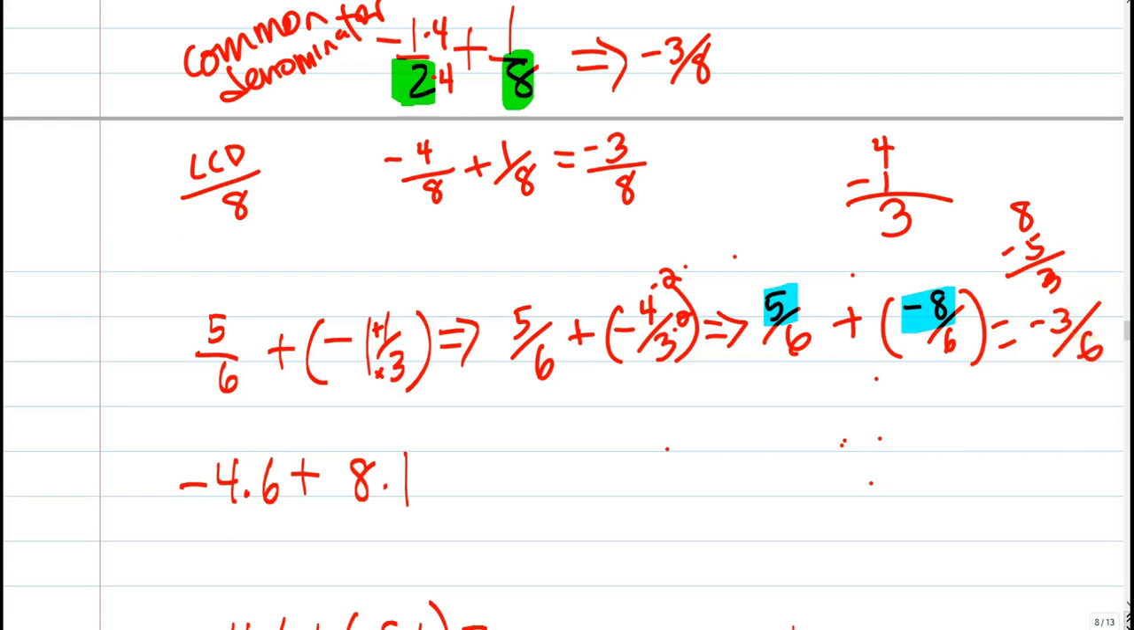Some of you want to circle and keep going. I'm going to tell you right now that if you type that in and hit enter, they'll just be real nice and say, don't forget to take your answer and reduce it. 3 and 6 are both divisible by 3, so that we end up with negative 1/2.